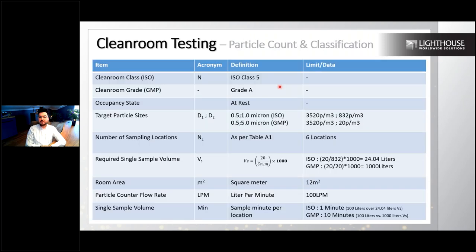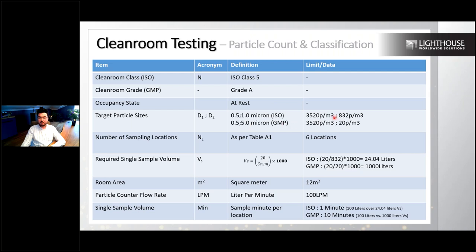So the final test will be the particle count and classification. I have a summary table here for you. My cleanroom class is defined as ISO 5. In GMP, it's a grade A. And my occupancy state is at rest conditions. The target particle sizes for ISO are 0.5 and 1 micron, according to ISO 14644-1 2015 version, and 0.5 and 5 micron according to GMP.